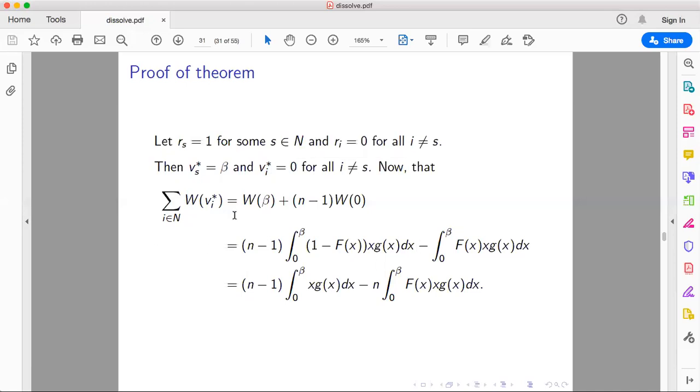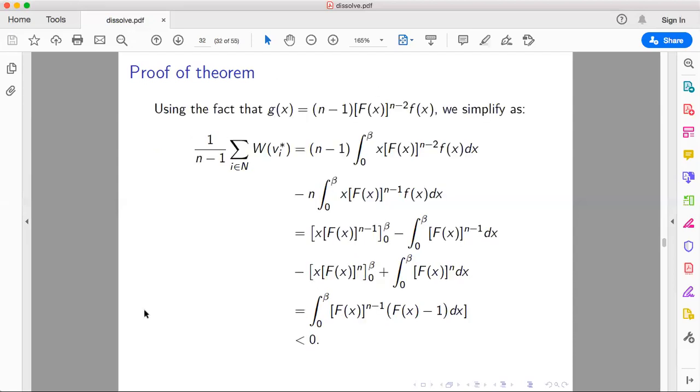So this inequality, remember, was the sum of W V star i. That's the summation. So we have to show that this is strictly less than 0. But this simplifies to W of beta plus n minus 1 W of 0. And then basically you expand those W expressions and do some algebraic manipulation, and eventually you get a term like this, and you see that this is clearly strictly less than 0.